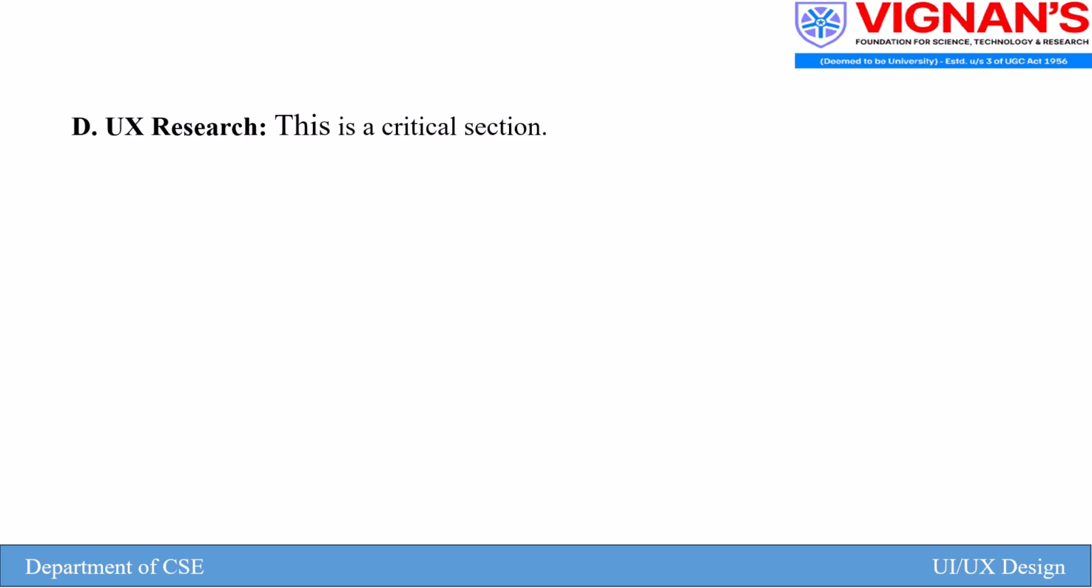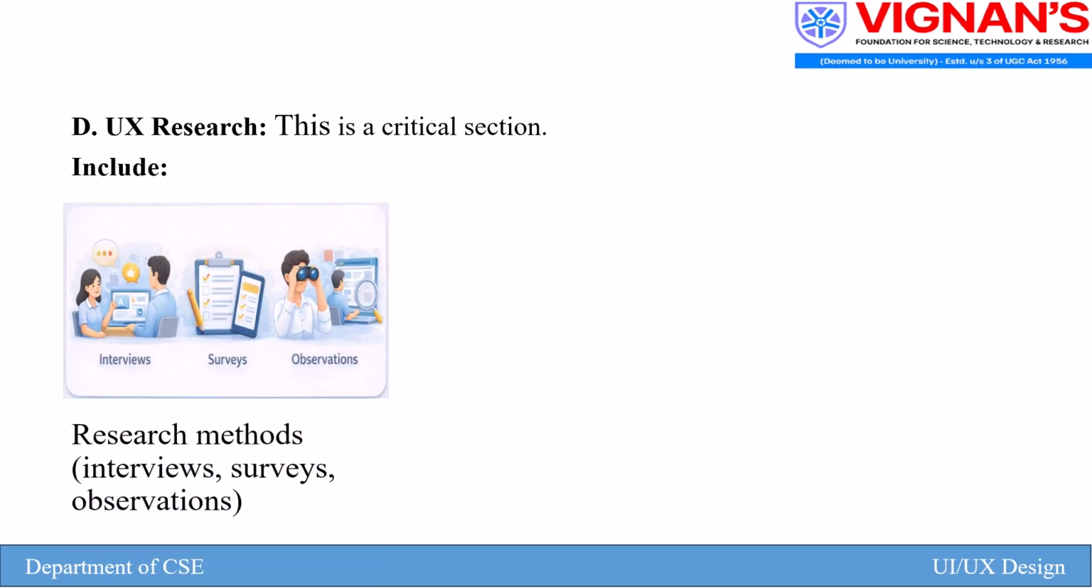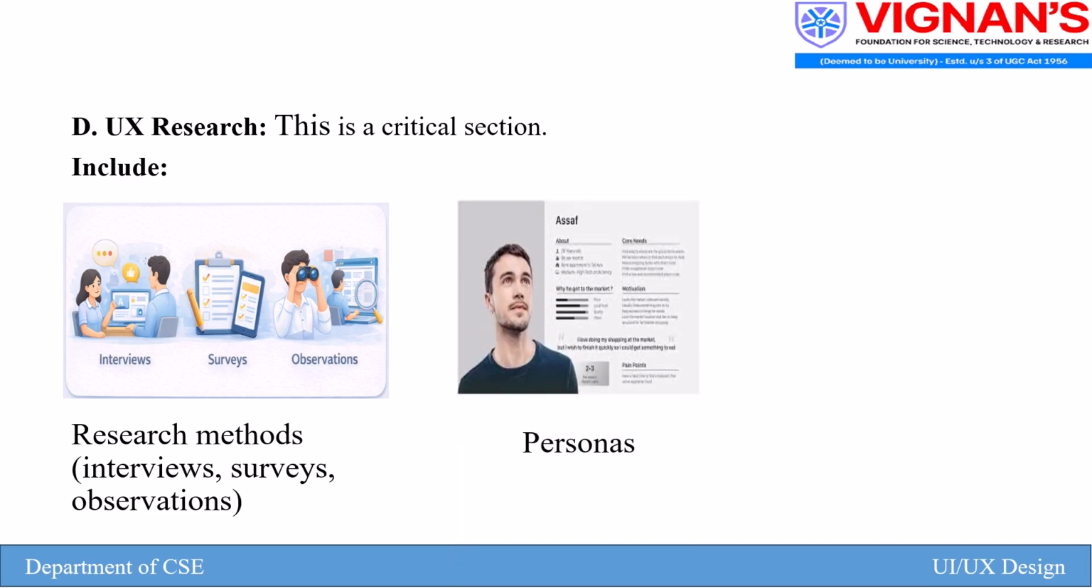This is the UX research section. It is a critical part of the case study. Research methods include interviews, surveys, and observations. Personas represent different types of users.